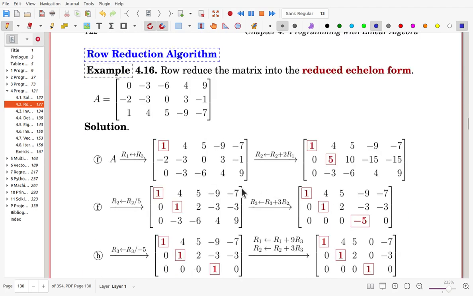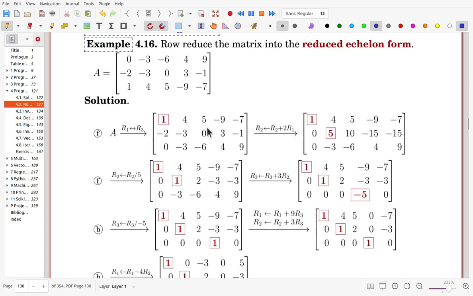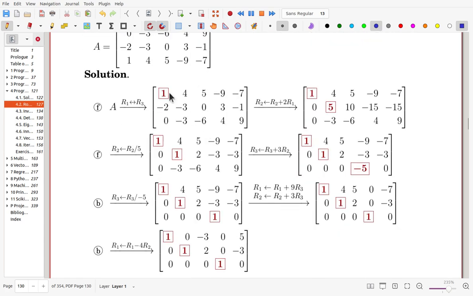Now here is the row reduction algorithm, and I'll try to explain the algorithm through this example. Row reduce the matrix into the reduced echelon form. A is given here. Now that this value is 0, so we apply an interchange with the third row, so it is 1, which is easy to handle later on. So after the interchange, we have that one.